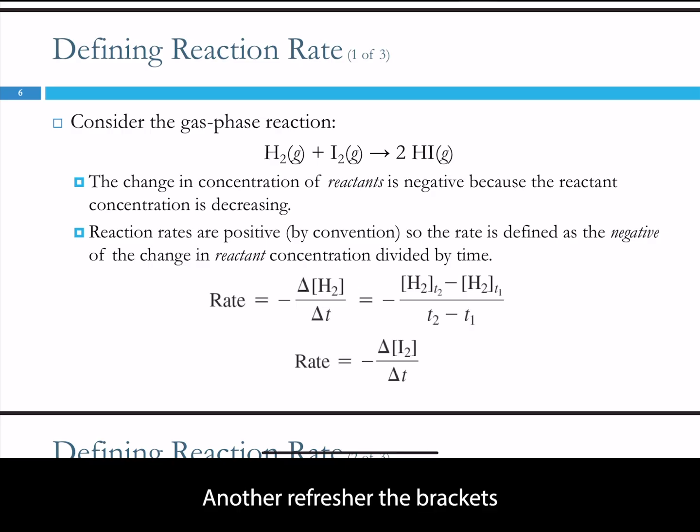Another refresher: the brackets mean the concentration of whatever's in the brackets. This is negative because the amount of hydrogen, which is one of our reactants, is going to be decreasing over time. If we want to calculate that, we would measure the concentration at T1, measure the concentration at T2, and subtract those. How much did it decrease in how much time? So that defines the reaction in terms of one of our reactants.